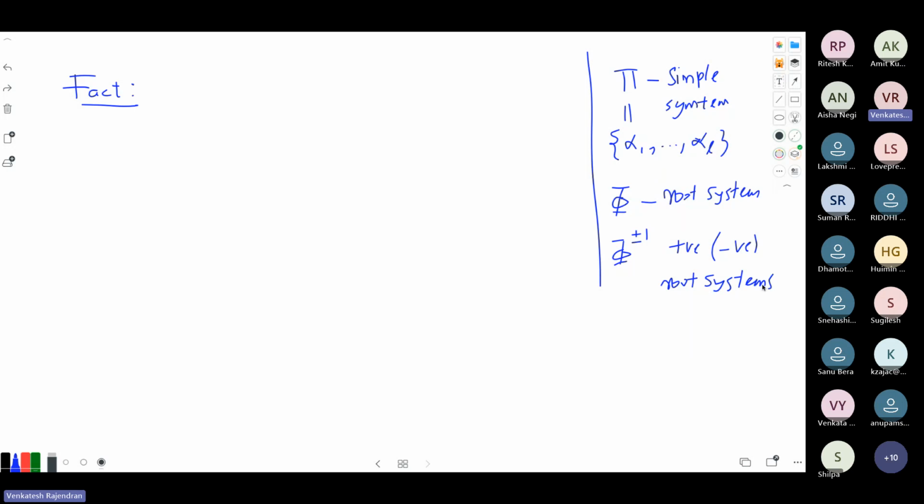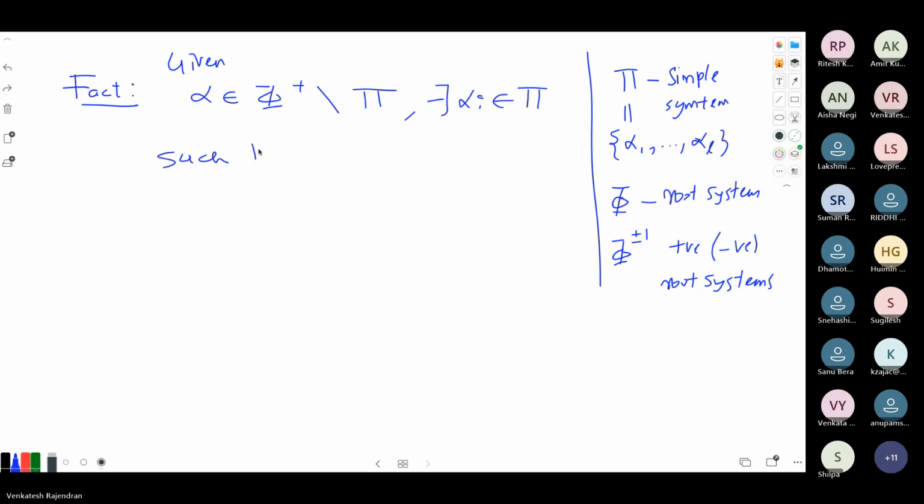So the fact is a simple exercise. Maybe we'll do it now. Given alpha in Phi plus, let's say it is not a simple root. Given alpha, there exists alpha_i inside Pi such that alpha minus alpha_i is indeed a positive root.